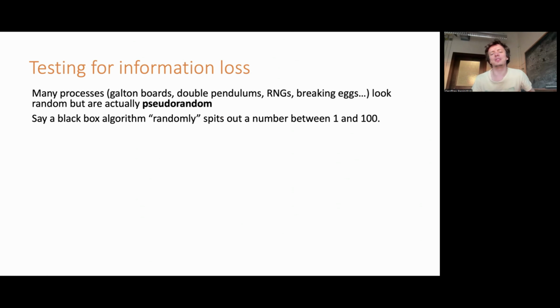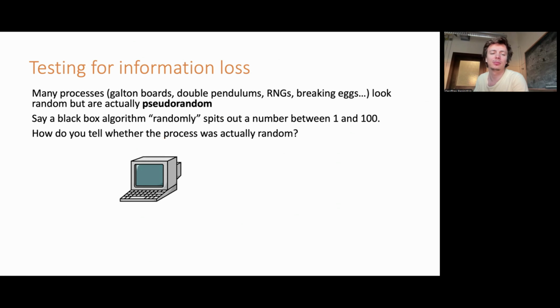So let's say we have some algorithm that claims to be random. Let's make it as simple as possible. Let's just say it's some algorithm that just spits out a number on a computer screen that claims to be evenly distributed between 1 and 100. How would we tell whether that process was actually truly random or not? Okay, so we can press go, and we can see what comes up, and the number that comes up on the screen is, let's say, 7.